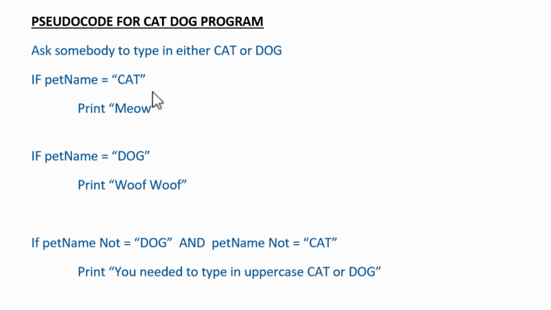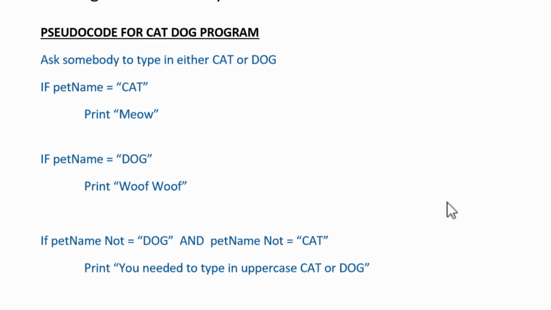Now if they don't type in cat or dog, if they type in some other thing like bear or fish or pony, well then we're going to print: you needed to type in uppercase cat or dog. So we've got a third thing here, checking for errors and things that have been done incorrectly, which is a process called validation. If pet name not equal to dog and pet name's not equal to cat, we want to tell them, hey, you should have typed in cat or dog.